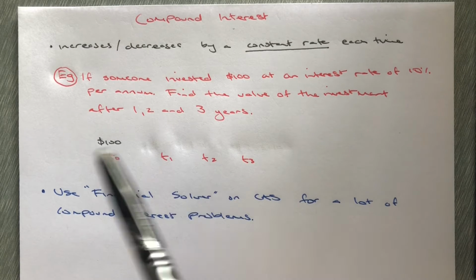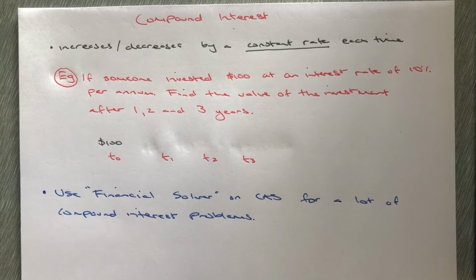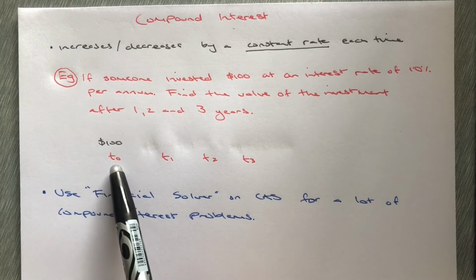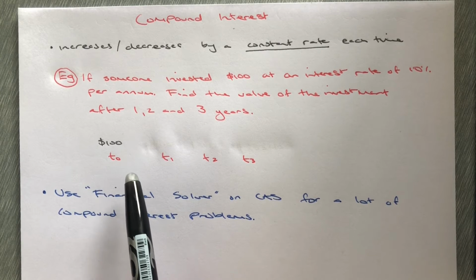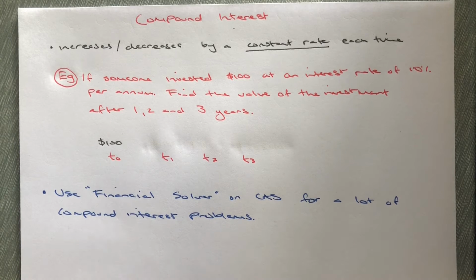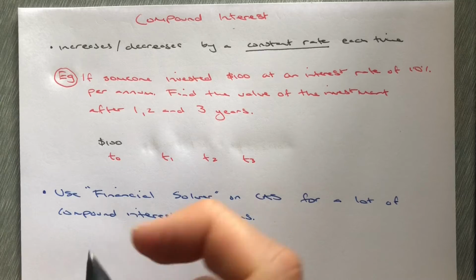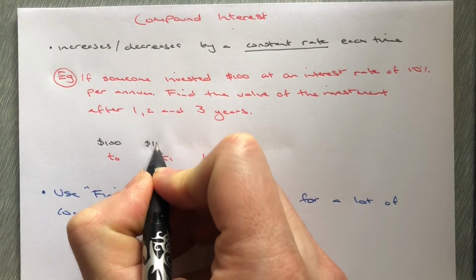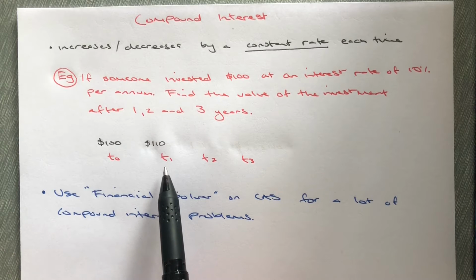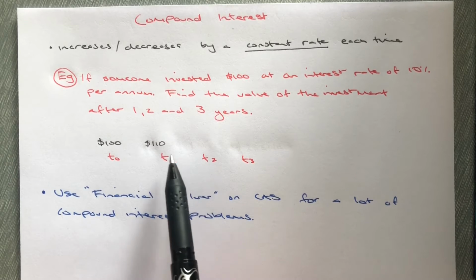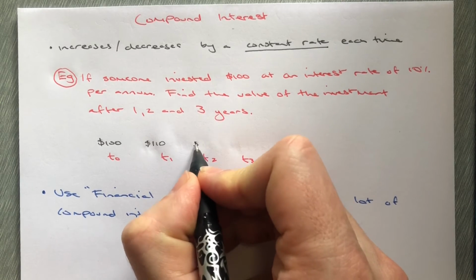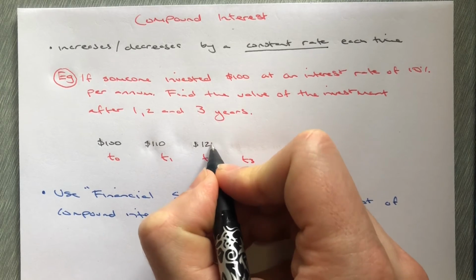So I'll try to show you what I mean by this first example here. Let's just say someone invests $100 and there's an interest rate of 10% per annum, so per year. Find the value of the investment after 1, 2, and 3 years. So we start with 100 right at the start, and it's increasing by 10%. Now 10% of 100 is $10, so it's going to increase to $110. That's our value at the end of the first year, but it's going to increase by another 10% to get to here. Now 10% of this is $11, so if I add $11 there, it's going to be $121.